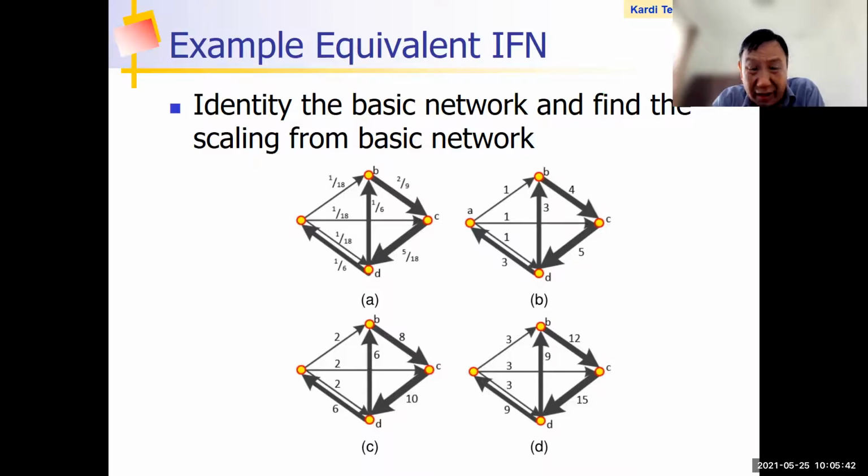They are all equivalent, okay? A and B, C and D are equivalent network. Equivalent means the stochastic matrix will be exactly the same. The average node entropy will be exactly the same. The average flow divided by the standard deviation of flow will be exactly the same. But one of them is basic network.